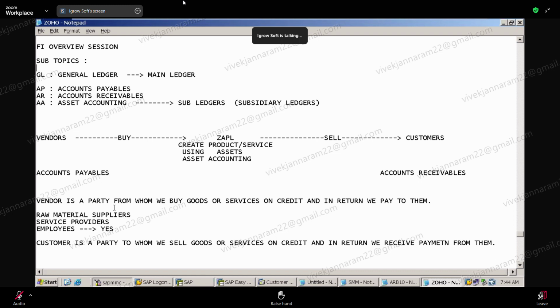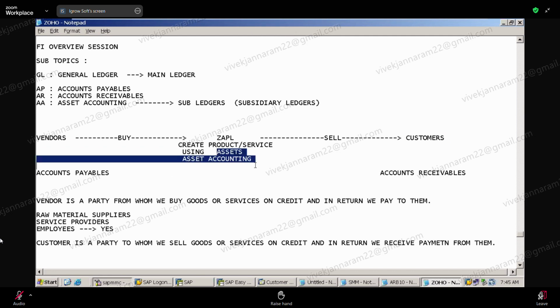Definitely vendors will be there, definitely customers will. And definitely there will be one product that they will be creating and selling to the customers. And to create that, they need assets. So there will be asset accounting as well. So what they are doing to make their life easy, vendors they are maintaining in accounts payables subledger, customers in accounts receivables subledger, and assets in asset accounting subledger. So we have now three subledgers.